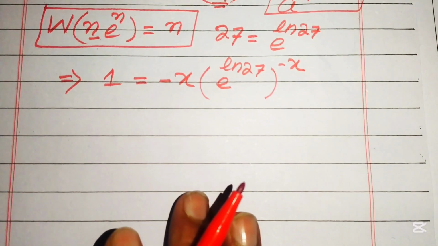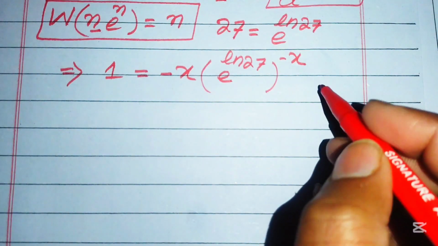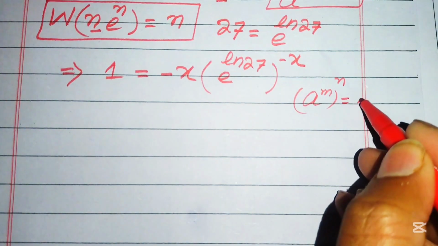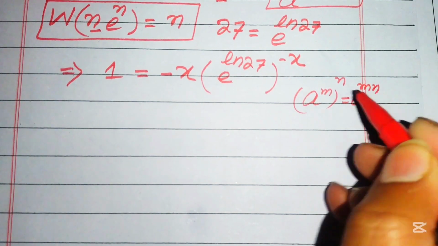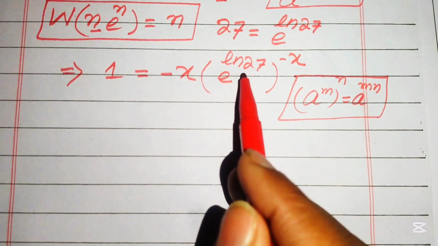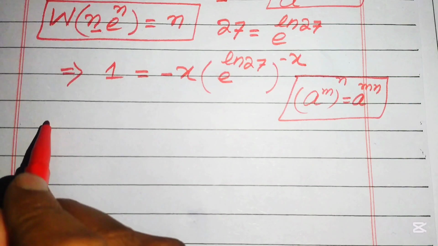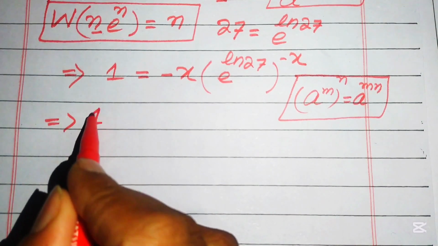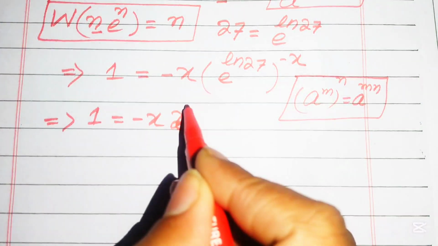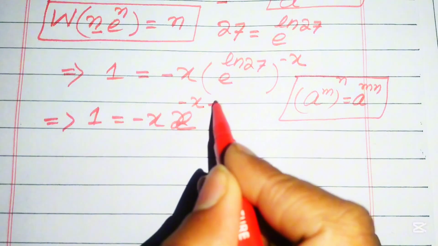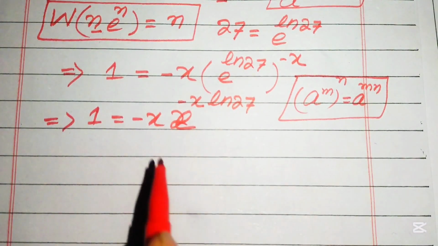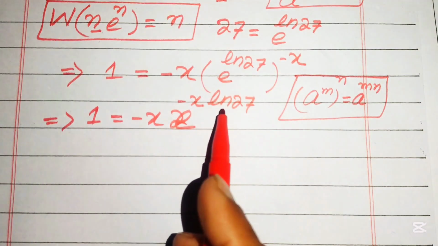And now after this step, we apply another exponential law. You know that if we have a to the power of m to the power of n, it is equal to a to the power of m times n. So now we apply this exponential law here, so these exponents are multiplied by each other, and we get 1 is equal to minus x into e to the power of minus x into log of 27. We multiply these two exponents, so we write it as e to the power of minus x into log of 27.